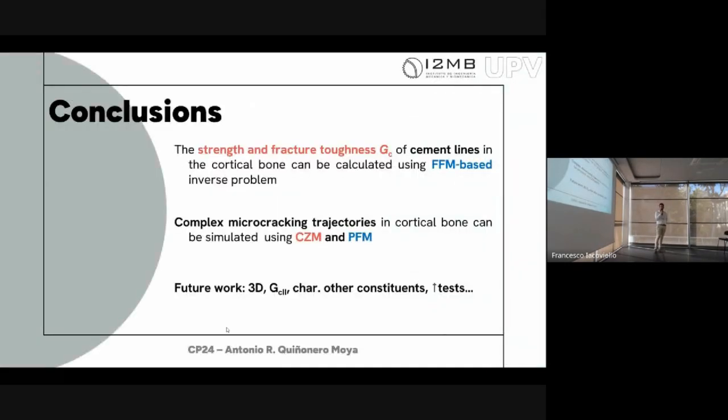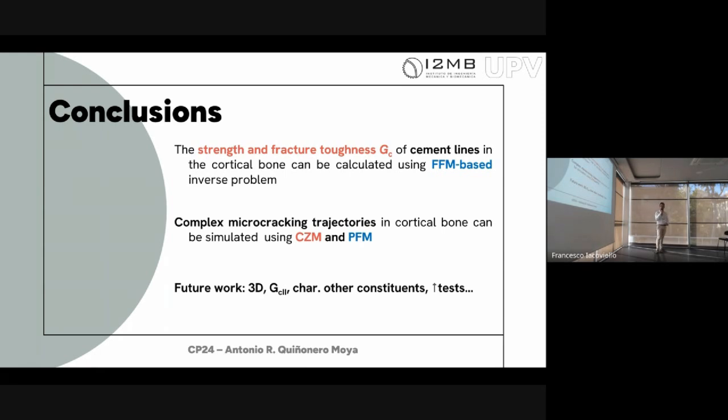In conclusion, the first thing we did was getting an estimation of the strength and fracture toughness properties of the cement lines using a finite fracture mechanics approach. The second thing we did was modeling the complex microcracking pattern using the cohesive zone model and the phase field model. And yet, I still need to mention some challenges that we are facing currently.